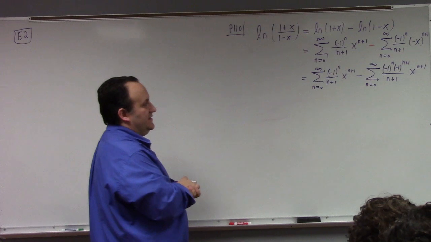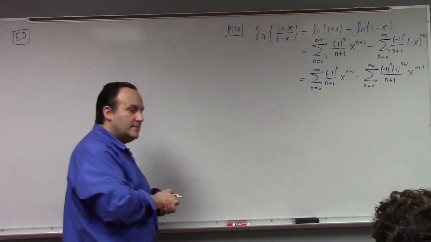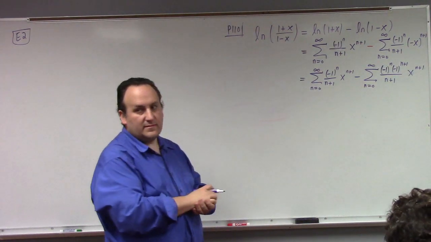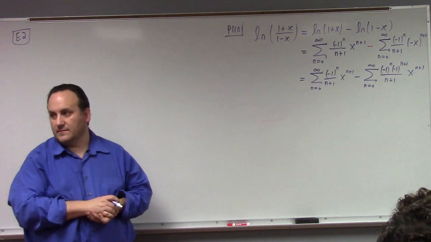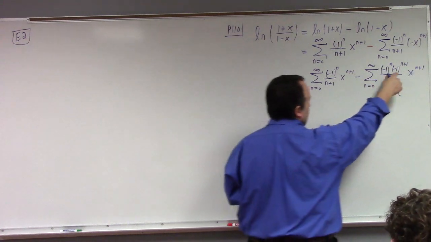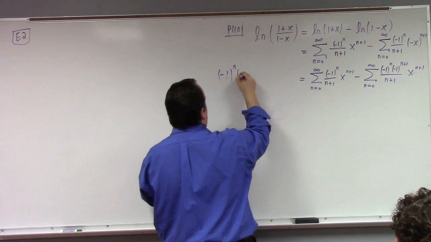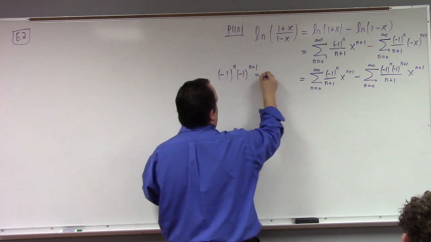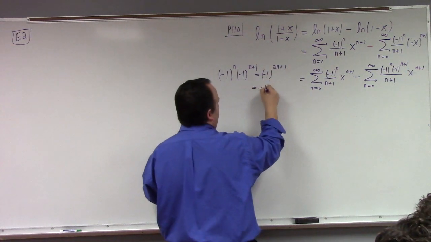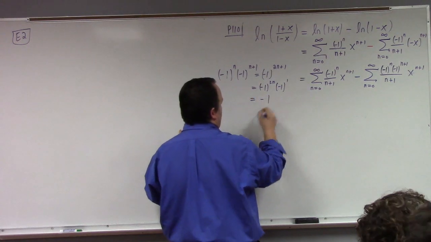So what's the situation there? What is minus 1 to the n times minus 1 to the n plus 1? It's negative 1, right? So these two guys, you get minus 1, I'll write it out. Minus 1 to the n times minus 1 to the n plus 1 gives me minus 1 to the 2n plus 1. But minus 1 to the 2n is just 1. So that's just minus 1.